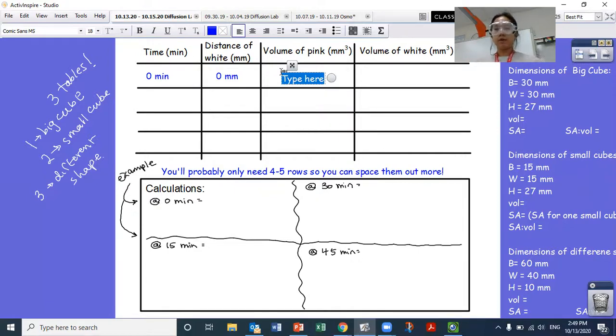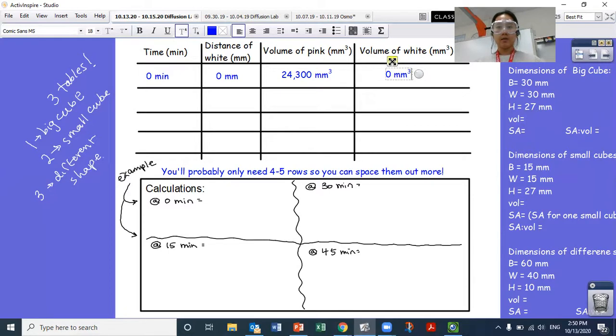So our volume of our pink should still be our original volume that we calculated, right? So for example, if we were doing this table for the big cube, the volume of the pink would be 30 millimeters times 30, and then times 27. That would give you 24,300 millimeters cubed. And that would be your initial volume of pink. And your initial volume of white will be 0 millimeters cubed because there is none yet.